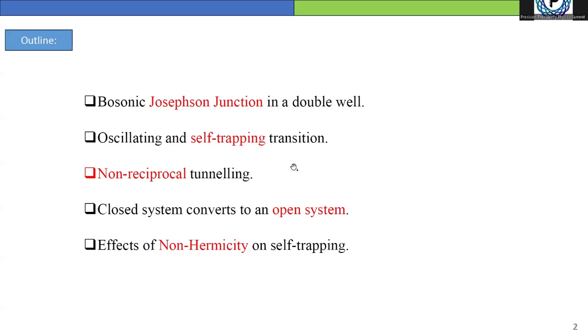Next, we will make some change in the double well system. We will make the tunneling between the wells non-reciprocal. And hence, we will see that our closed system gets converted to an open system. And finally, we will check how the non-Hermiticity affects self-trapping in our system.